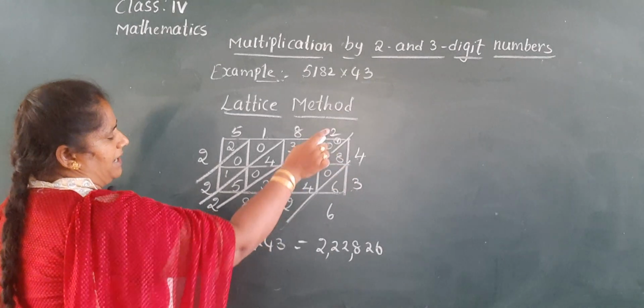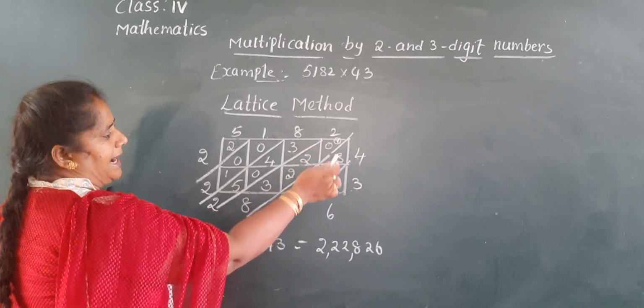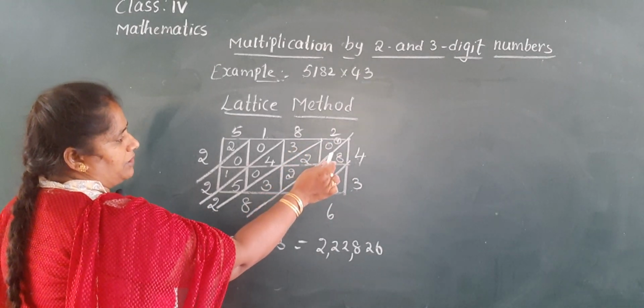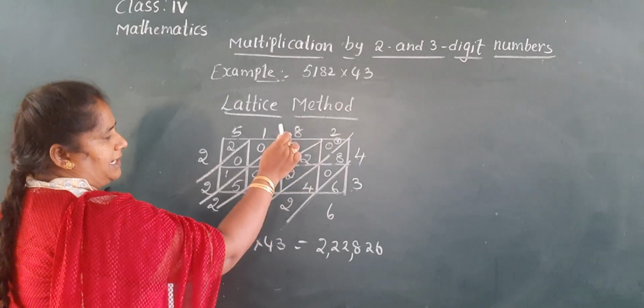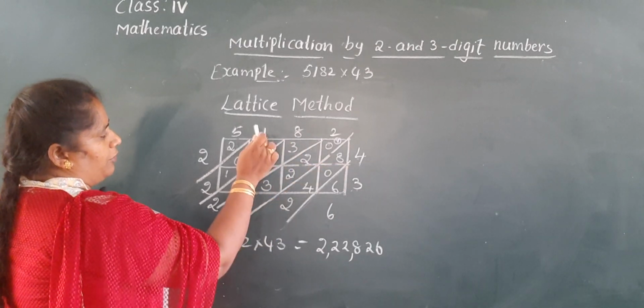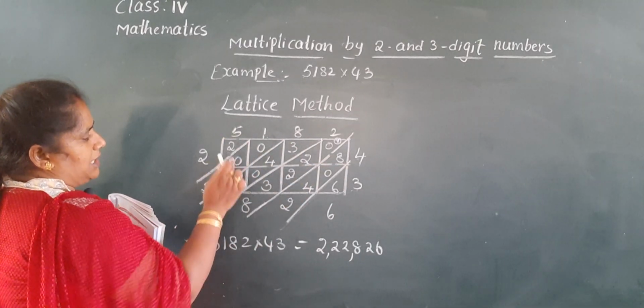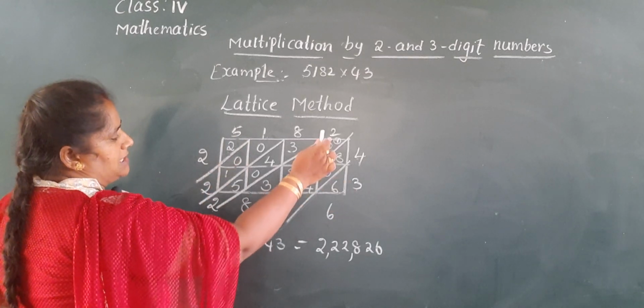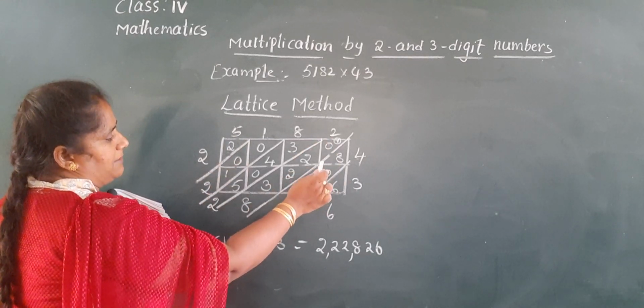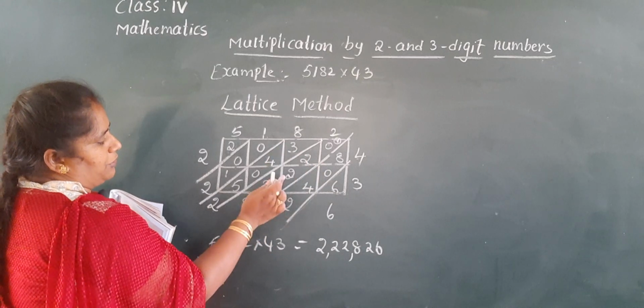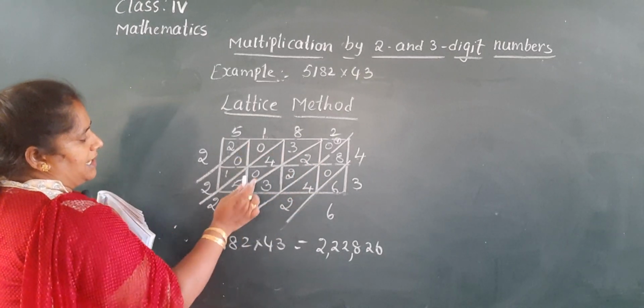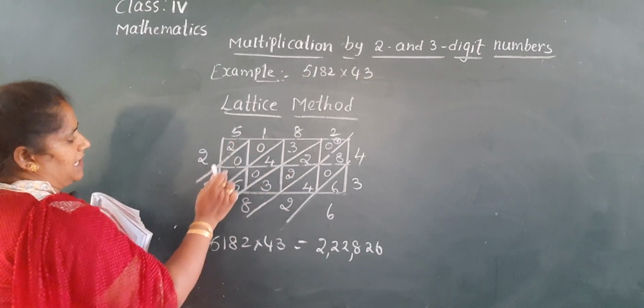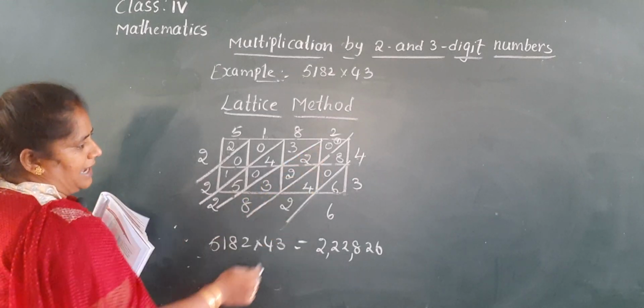Now multiply by 4 first. 4 2s are 8. Here there is no number, so keep 8 down. 4 8s are 32, means 3 up, 2 down. 4 1s are 4. 4 5s are 20. Next 3 2s are 6. There is no number, so keep 0. 3 8s are 24. 2, 4. 3 1s are 0, 3. 3 5s are 15. Now you add the numbers in the rectangle.